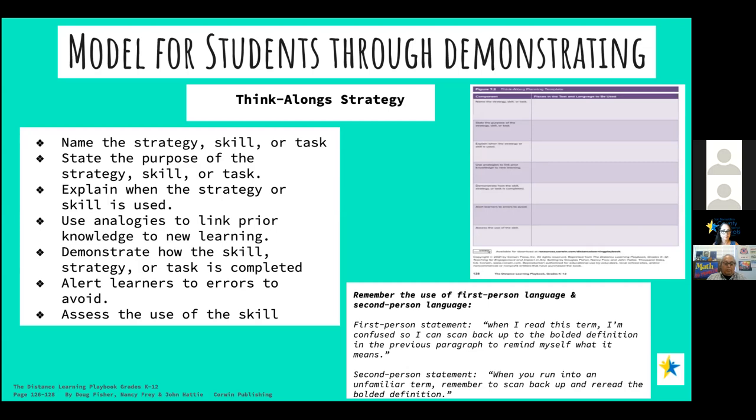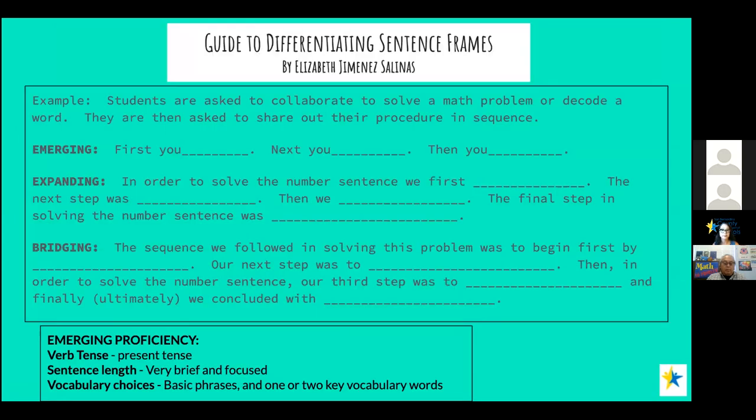And in the playbook, it also mentioned the use of first person language and second person language, how you're using them, and how to be aware when you're speaking or modeling for English learners as you walk them through an activity. This is a time when they will hear you think out loud and learn from you how to think through those processes and strategies or tasks. Definitely.